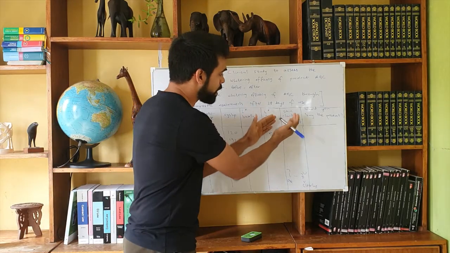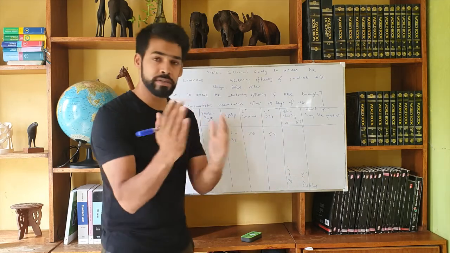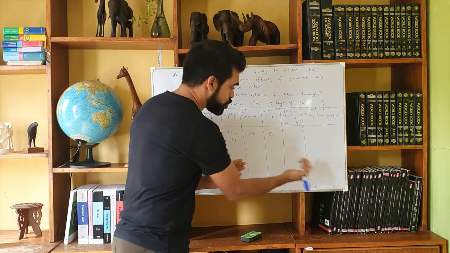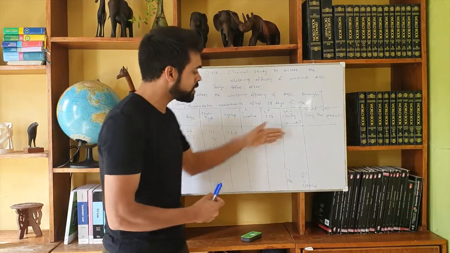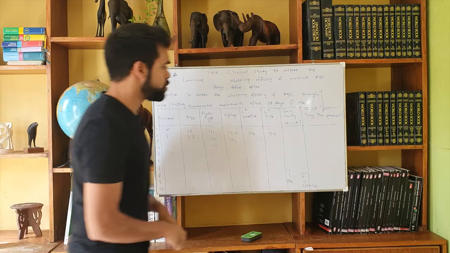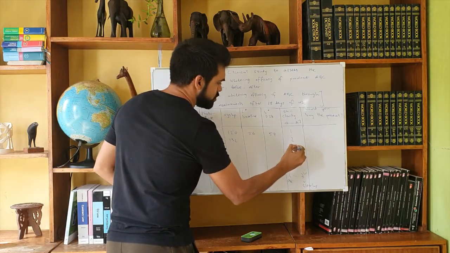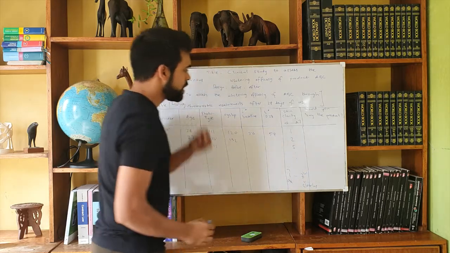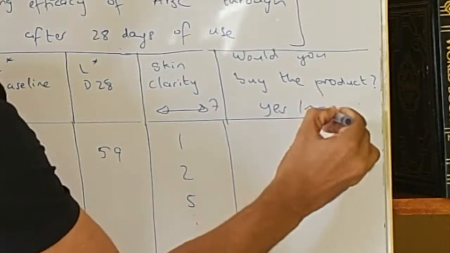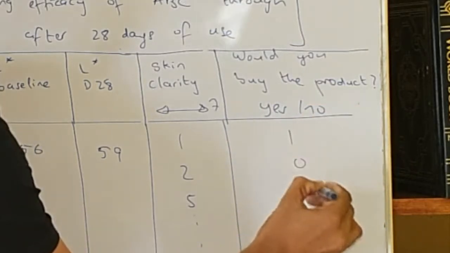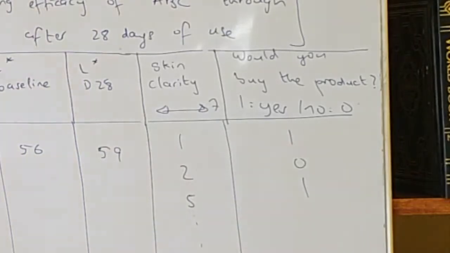Depending on the name of the variable, this influences the choice of whether a lower value stands for the least favorable one or it has got to be the other way around. Would you buy the product? So values 1, 2, 5, etc. This can be in the form of a yes and no, so 1 meaning yes and 0 meaning no.